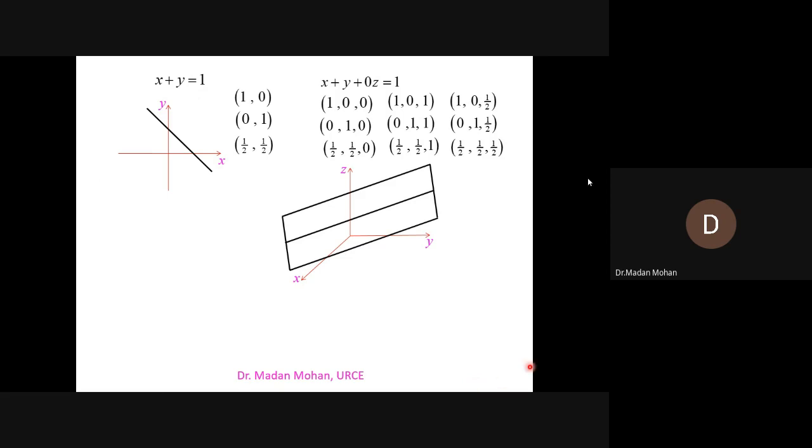You got doubts now. So many doubts you will get. Because x plus y equal to 1, you know it is a straight line. I showed it is a plane. Which one is right?